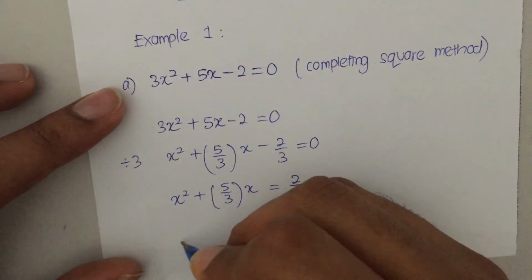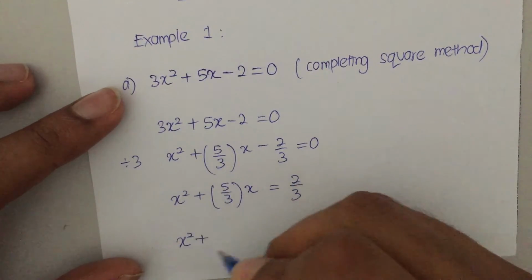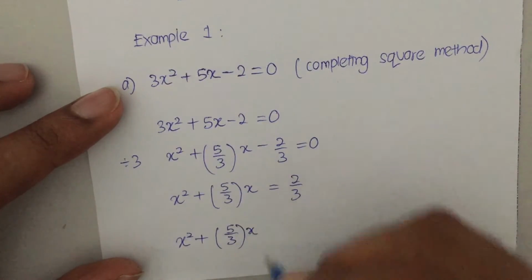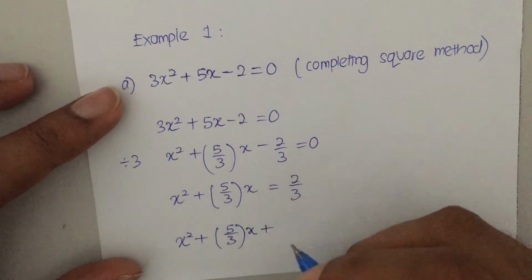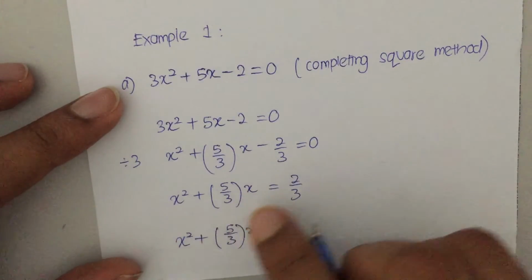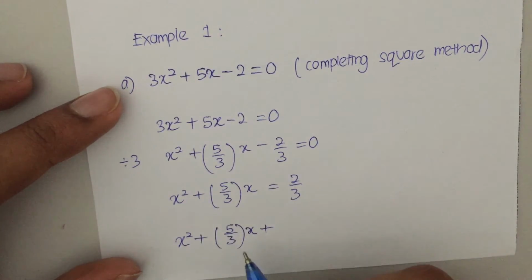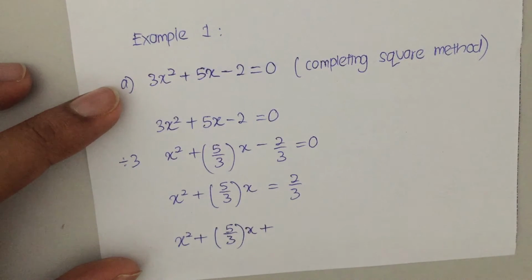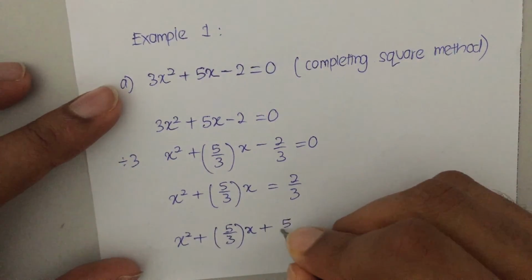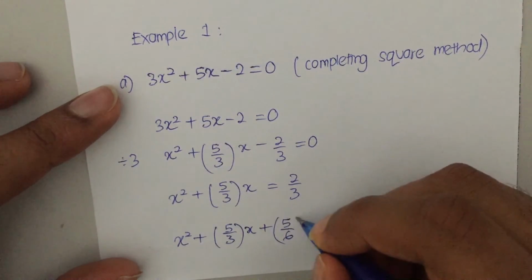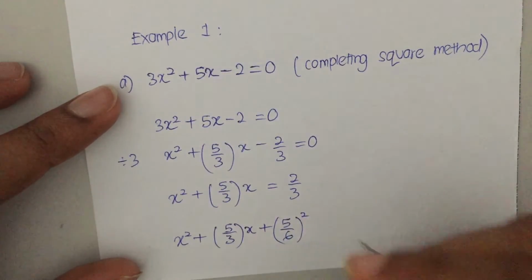So from here, x squared plus 5 over 3 in the bracket x, and then you plus 5 over 3, remember you need to divide by 2. Since you divide by 2, it will become 5 over 3 times 1 over 2, so technically you get 5 over 6. And since it is the completing the square method, make sure you add a square over here on the left hand side.